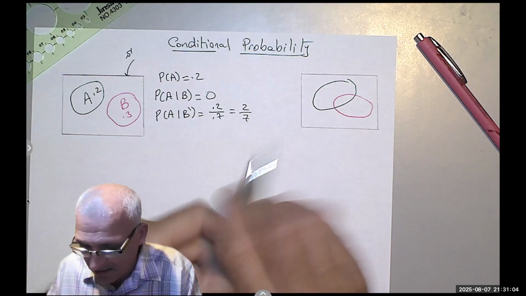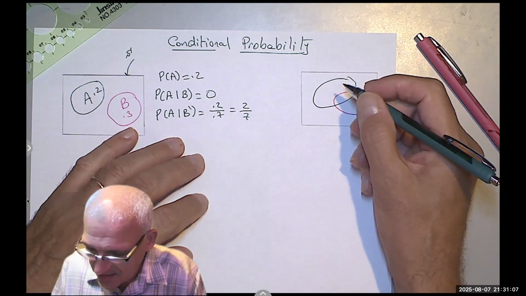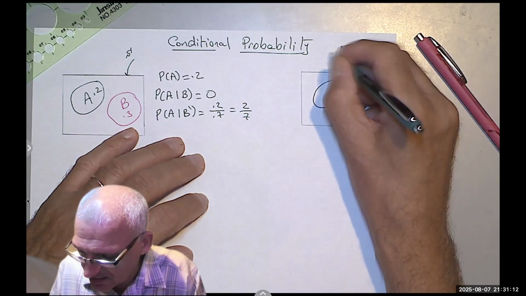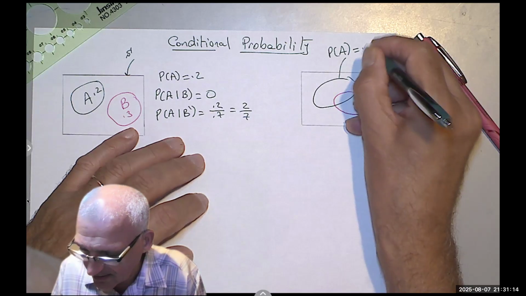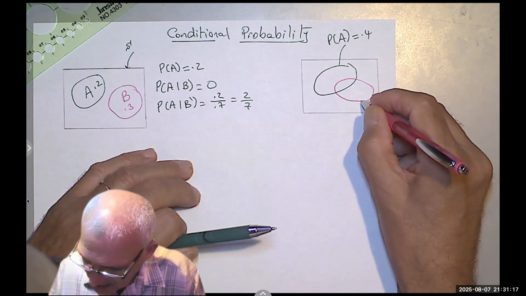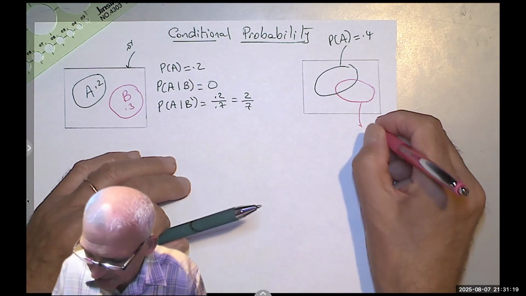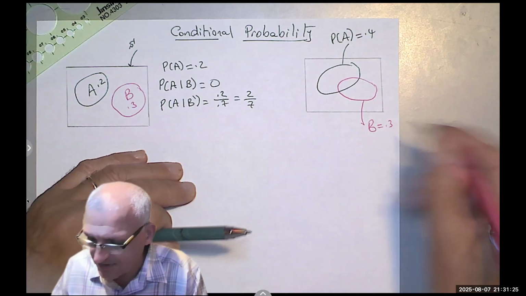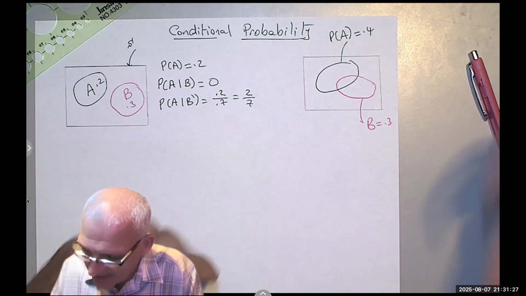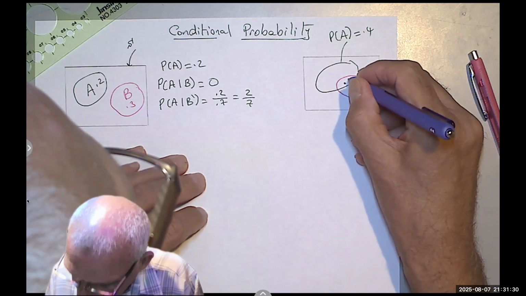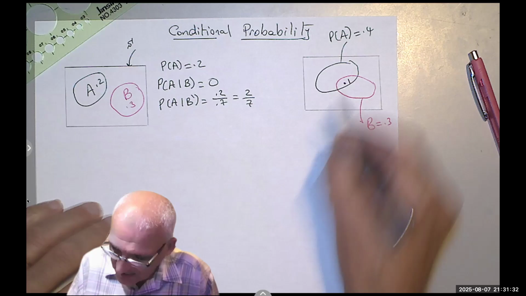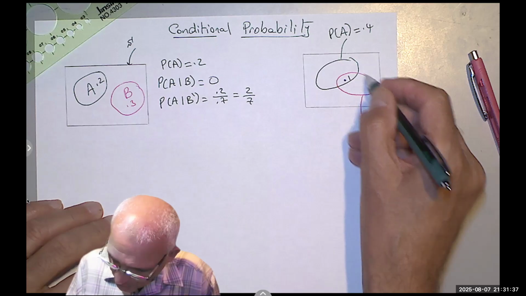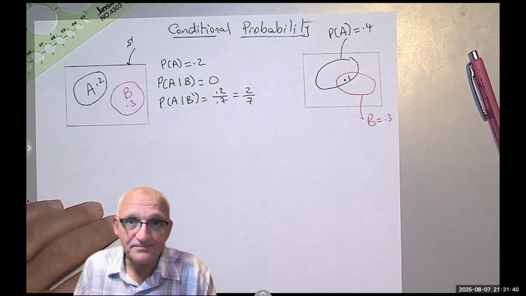And let's say A was 40% and B was 30%. It doesn't matter, 30%. And the overlapping is 0.1, meaning this is 0.3 and that's 0.1. This is 0.2 and that's 0.1. Okay?